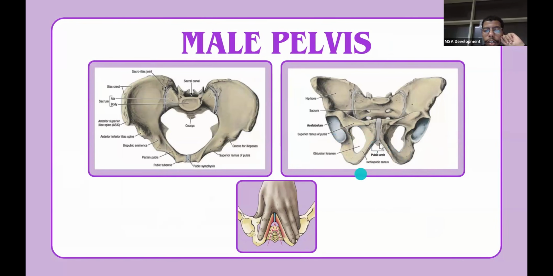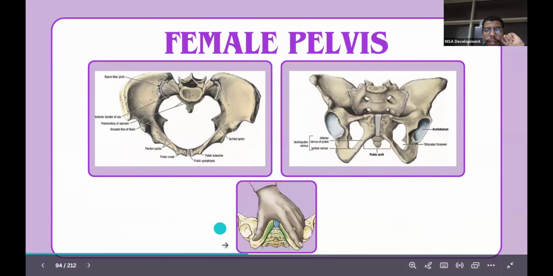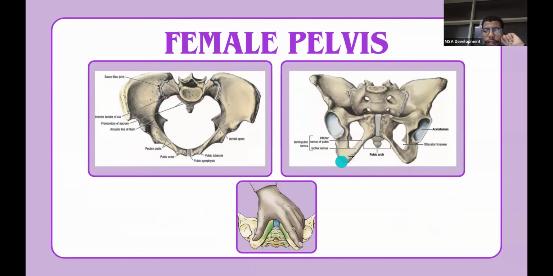And the pubic arch in males is a lot more angled than in females. As you can see here, in females it's a lot more curved and it's wider. And the sacral promontory is pushed back in females.